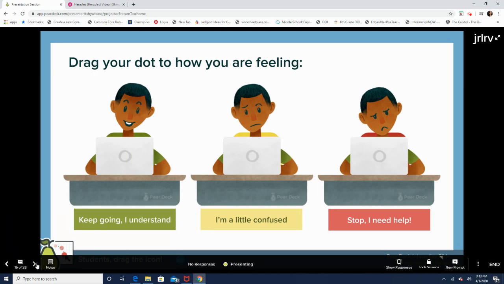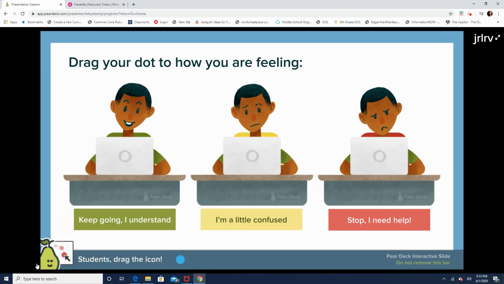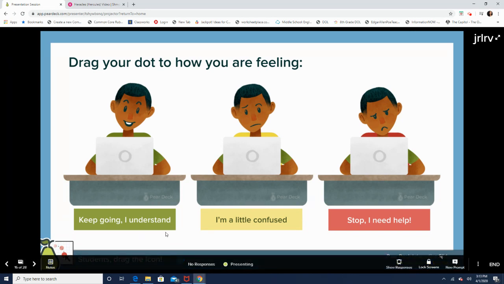This is another interactive PowerPoint, or an interactive slide. It says, drag your dot to how you're feeling. And of course, they could choose keep going, I understand, I'm a little confused, or stop, I need help. And this is kind of to let me know, do I need to go back and reteach some things, or can I keep going? And I'll do this about halfway through.